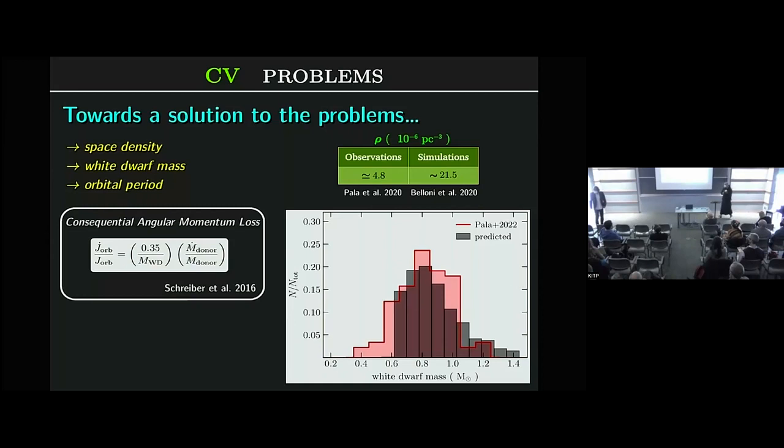Actually, can I say something really quick? When we did our nova calculations for a 0.6 solar mass white dwarf, it doesn't actually make a wind at all. It only makes an envelope. And so the frictional angular momentum loss during that for a low mass white dwarf is going to be much larger than for a higher mass one.